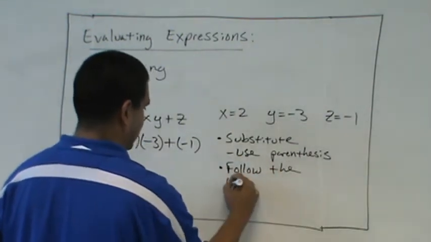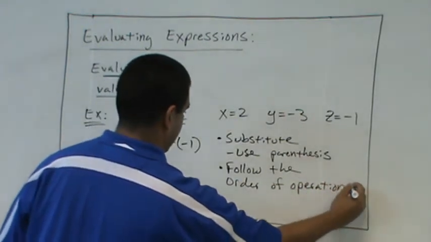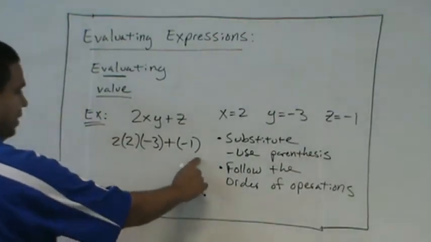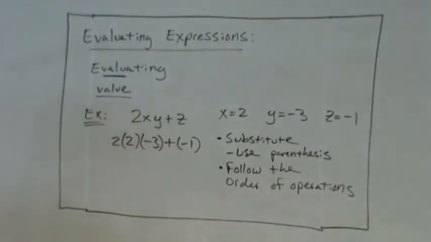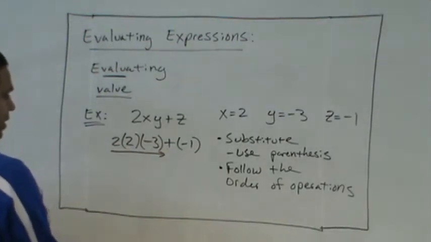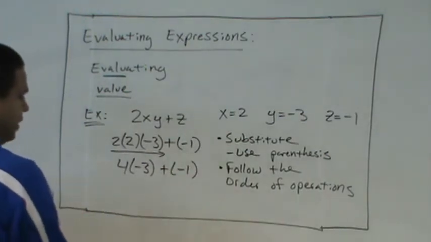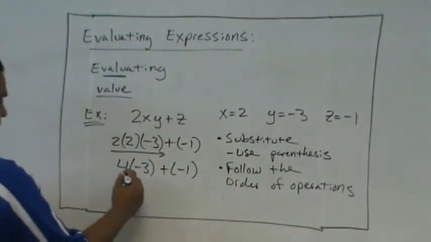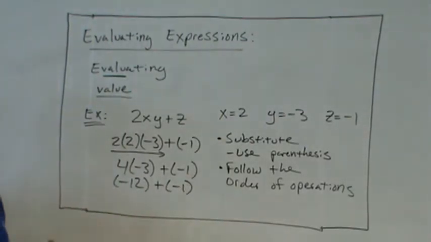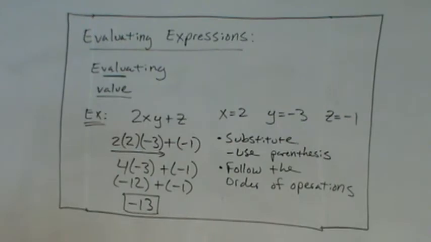And then we're going to follow the order of operations. So you have to follow the order of operations. So in this example, when we add, multiply, what are we going to do? Multiply. And we multiply left to right. So 2 times 2, 4. And 4 times negative 3, negative 12. And we add the negative 1. So our final answer, negative 13. And that's it.